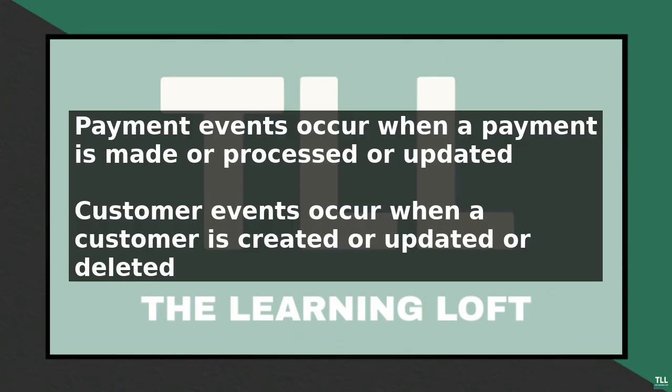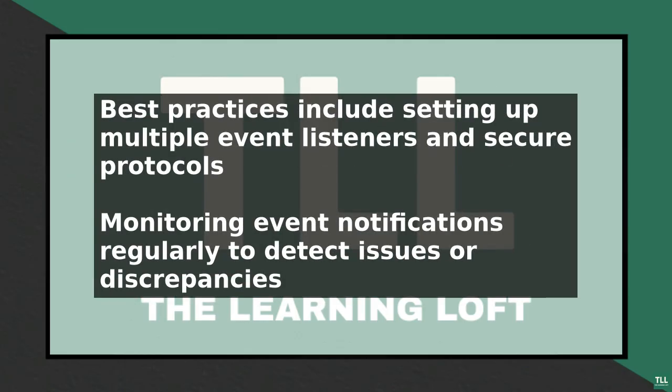The notification includes information about the event, such as the event type, customer information, and transaction details. Best practices for using Authorize Net events include setting up multiple event listeners to handle different types of events, using secure protocols to receive event notifications, and testing event notifications to ensure they are working correctly. It is also essential to monitor event notifications regularly to detect any issues or discrepancies.